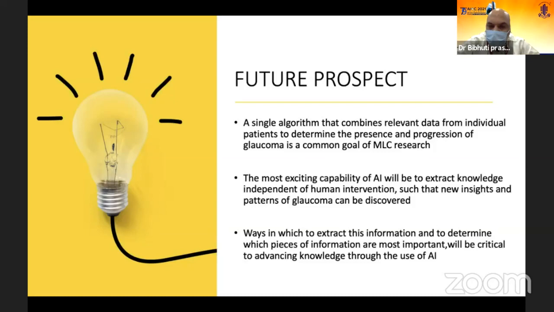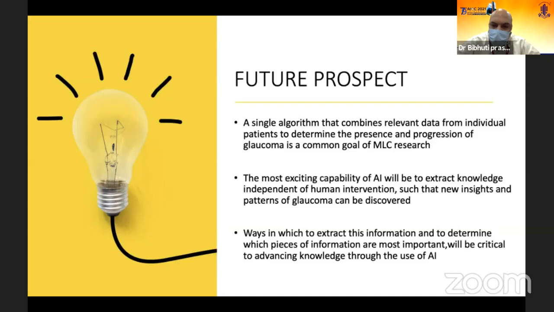So if artificial intelligence can throw something new about glaucoma, the changes which are occurring, which are still not known to humans, just because of artificial intelligence and multiple neural networks, it can identify the finest of changes which can be detected, and that will throw light into detection of glaucoma. And ways to extract this information and to determine which pieces of information are most important will be critical to advancing knowledge through the use of AI.